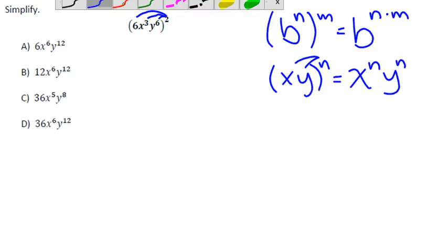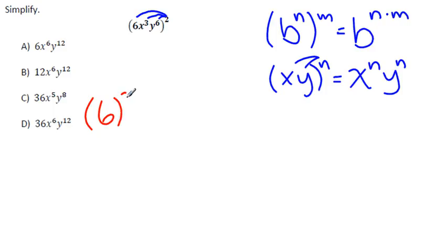So what happens then? We're going to get 6 squared, so we're giving the 6 the power 2. And then we're giving the x cubed the power 2. And then we're going to give y to the 6 that power of 2 as well.